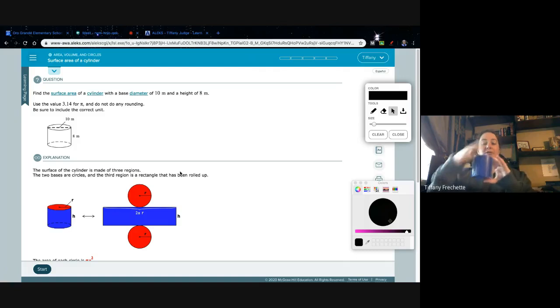I'm just talking about how much space the outside, if I wanted to cover this with, say, a piece of paper, how much paper would I need to wrap it perfectly with no overlapping, which would be kind of a weird looking wrapping, but that's the idea of what we're looking for.